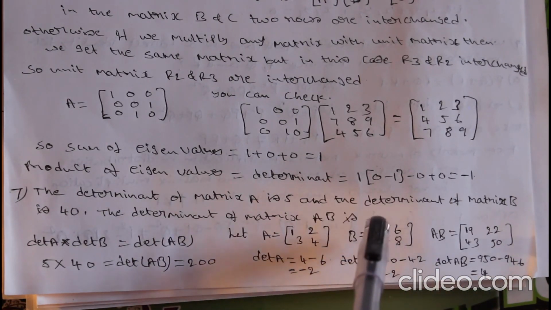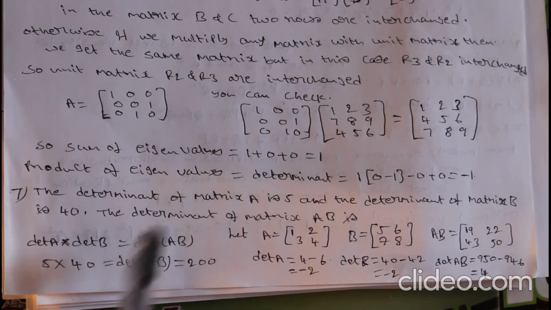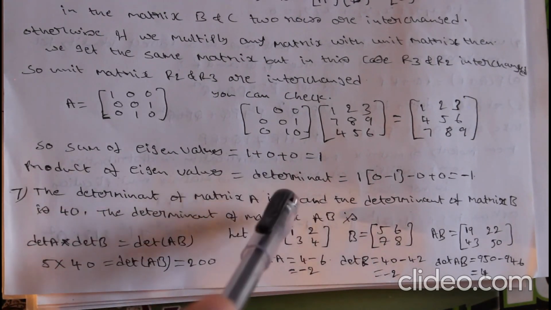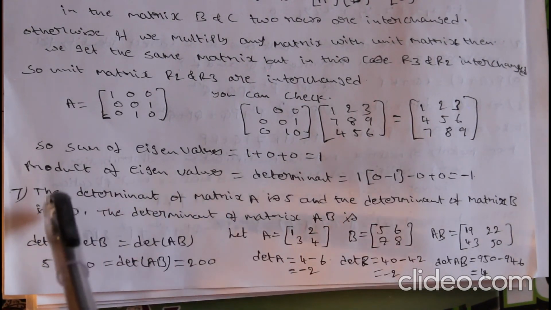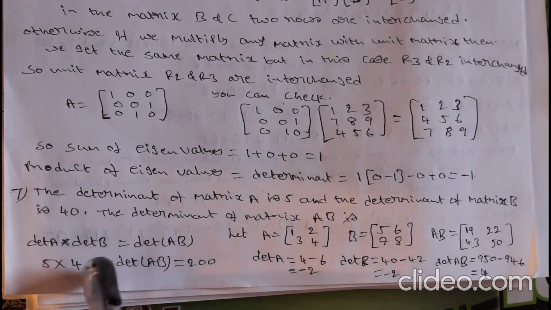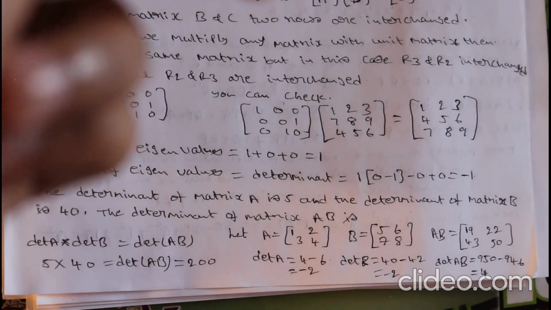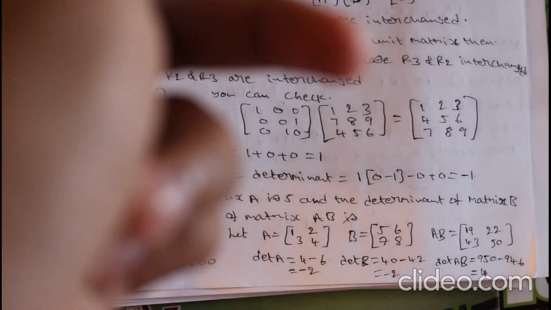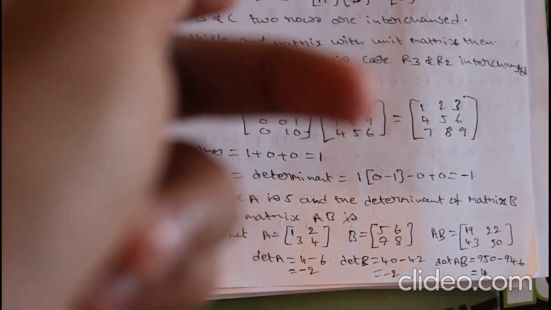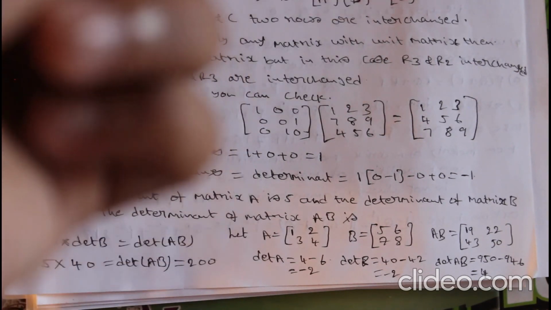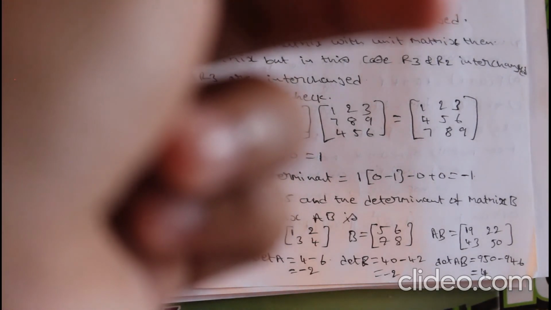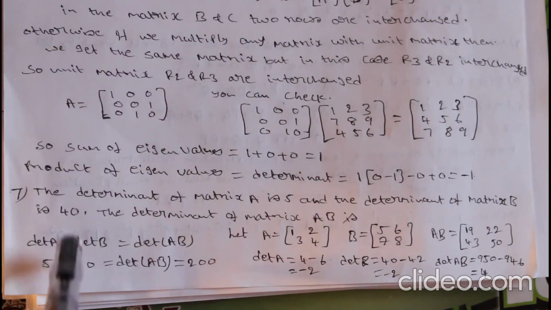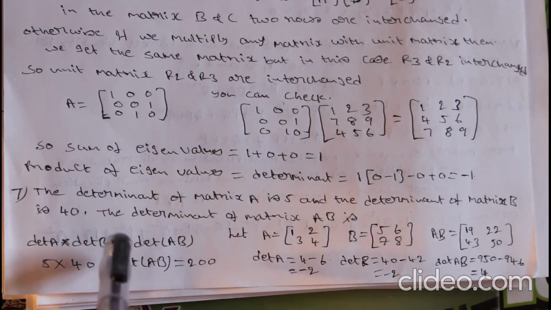I told you this just as an example, so remember this point: directly multiply the determinant of matrix A with the determinant of matrix B. So 5 into 40 is equal to 200, so determinant of AB is equal to 200. But remember, as in question number 4, determinant of P plus determinant of Q is not equal to determinant of P plus Q. I have given an example of that also. Determinant of P plus determinant of Q cannot be equal to determinant of P plus Q, but determinant of P into determinant of Q is equal to determinant of PQ. So remember these properties.